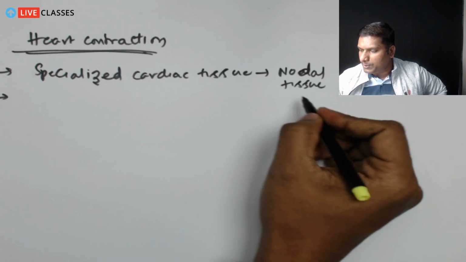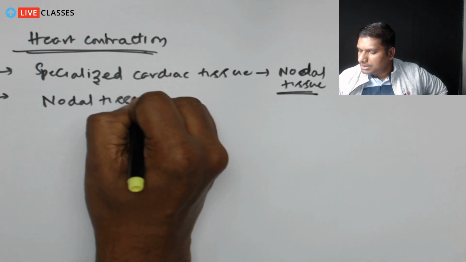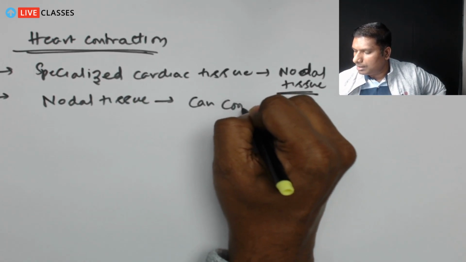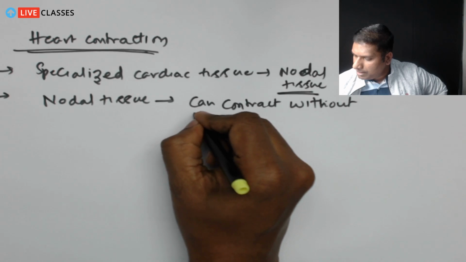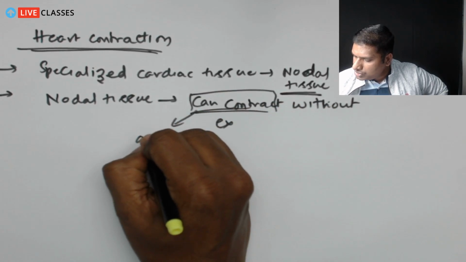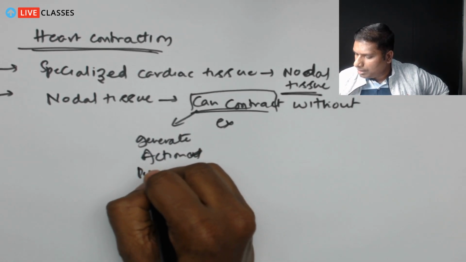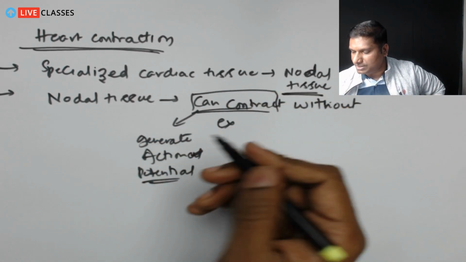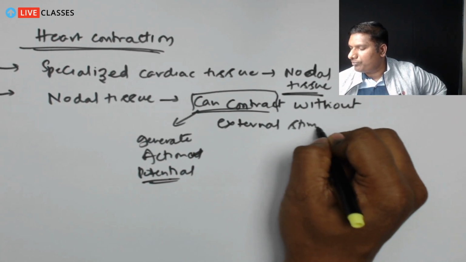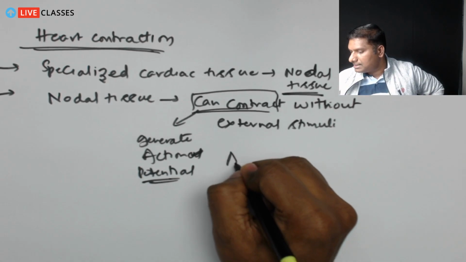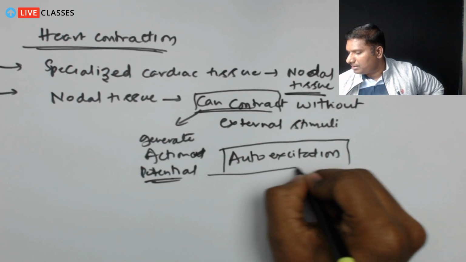Now what is so special about the nodal tissue? The nodal tissue is special because it can generate action potential. Basically it can cause contractions, generate action potential without external stimuli. You don't need any stimuli. So this is auto excitation. That is the speciality of this particular nodal tissue.